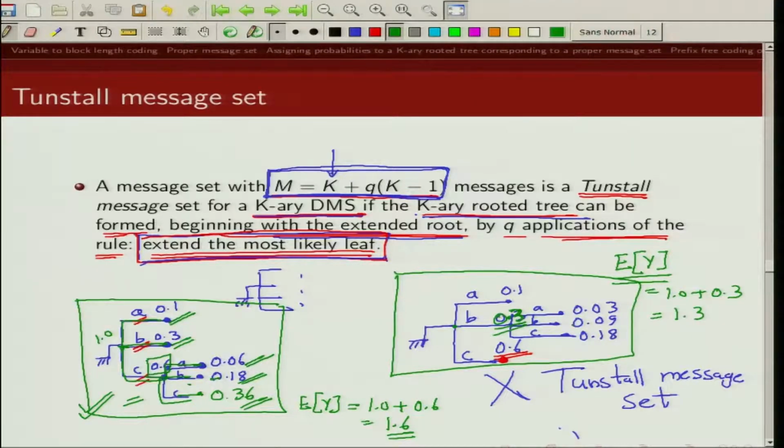Whereas in this particular example, where we have considered a non-Tunstall message set, what are the leaf probabilities? It's 0.1, 0.03, 0.09, 0.18 and 0.6, whereas the nodes have probability 1 and 0.3. So you can see here, for a non-Tunstall message set, we have a leaf which has probability more than a node. But this is not going to happen if your message set is a Tunstall message set, because in a Tunstall message set we are extending the most likely leaf.